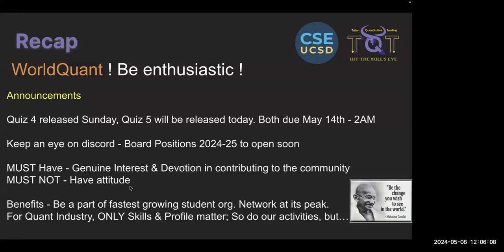The benefits are, obviously, you are being on the fastest growing student org. You have seen our growth in the past, and I hope that was helpful to you as well. We have a very good network currently; we are at the peak of what we expected to be. So we have a very good network among industry, professors, and all the departments. If you are on the board, you have that network as well.